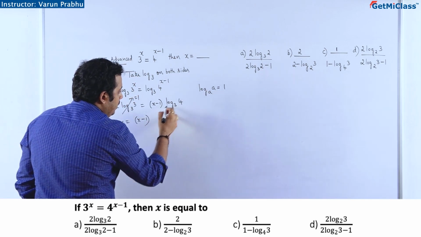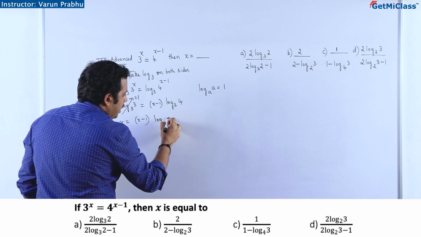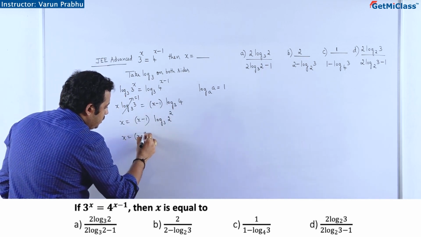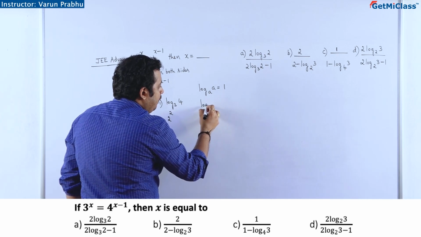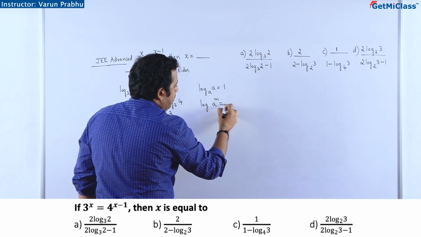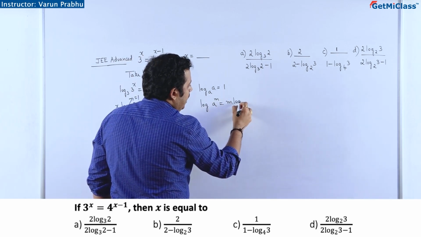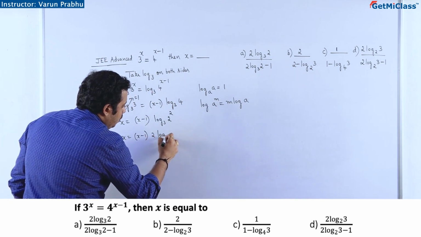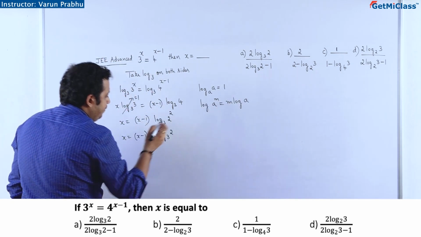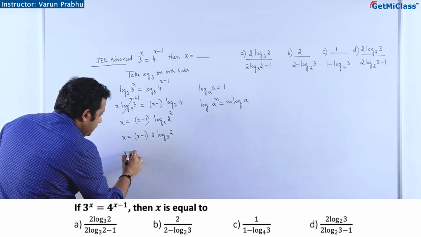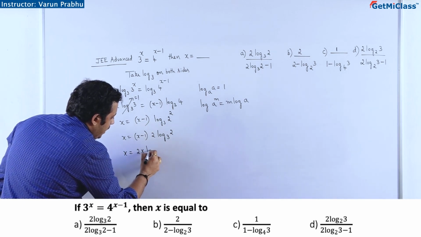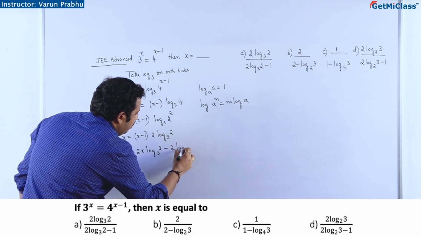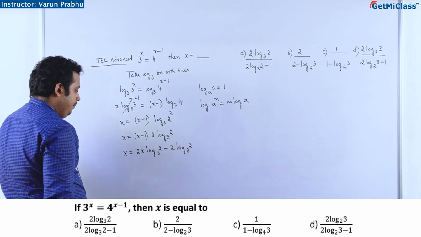So x minus 1, so I can write log to the base 3, 4 can be written as 2 square. According to the power rule of logarithm, log a to the power m can be written as m log a. Correct? M log a. So I can say 2 log 2 base 3. So I can write this as x is equal to 2x log 2 base 3 minus of 2 log 2 base 3.